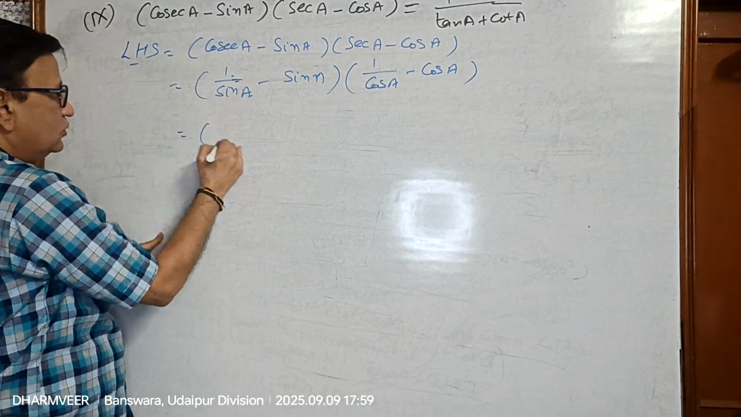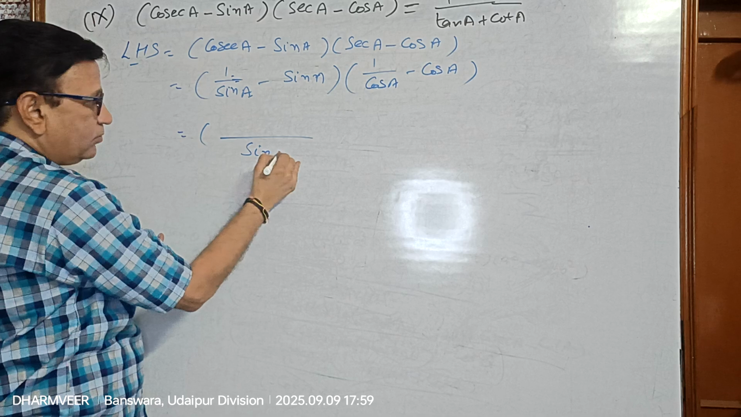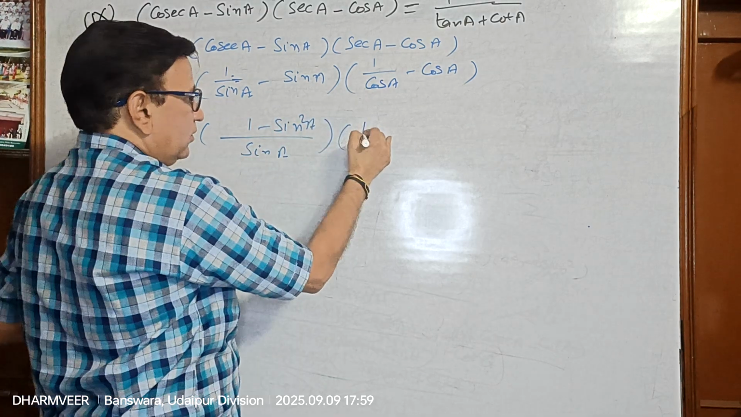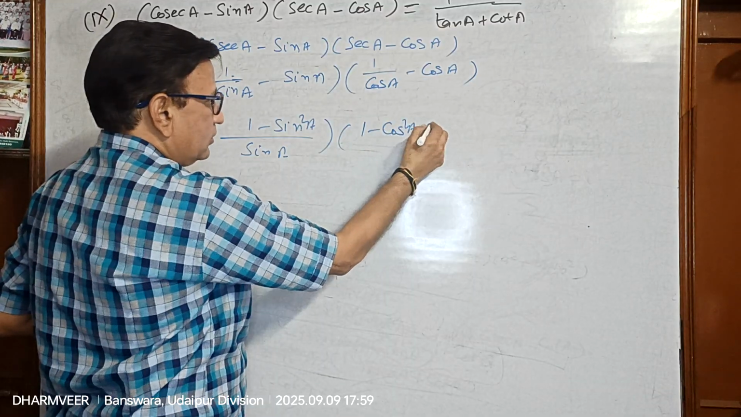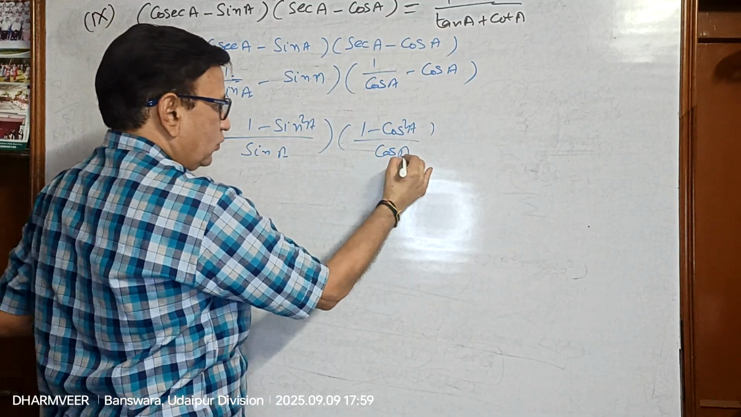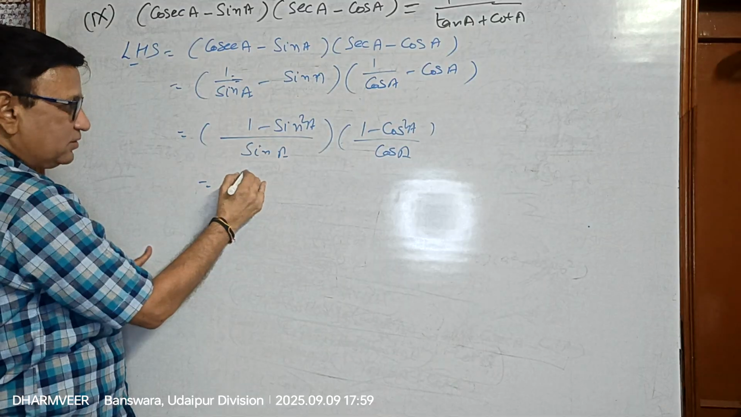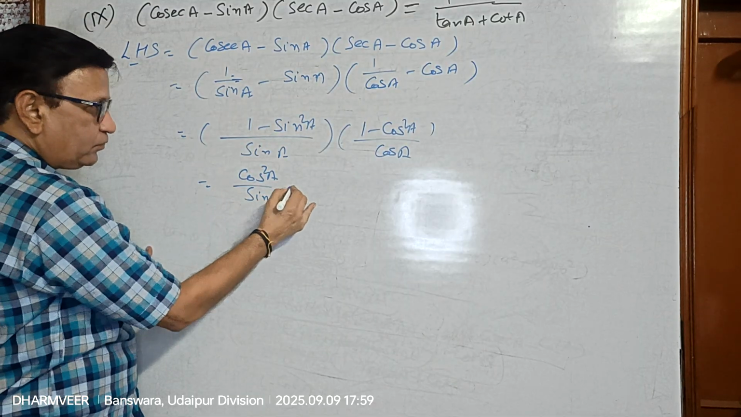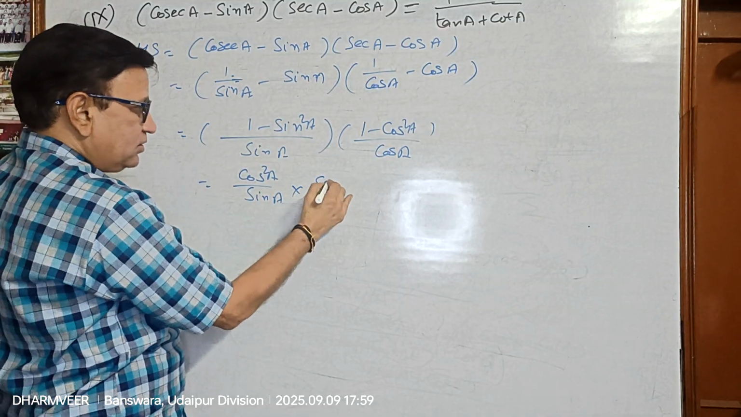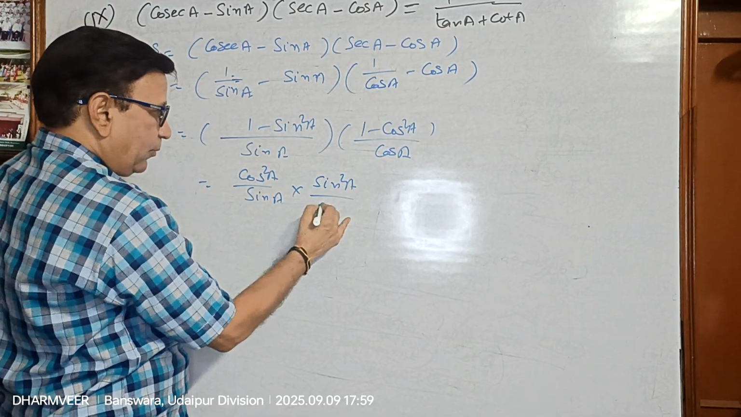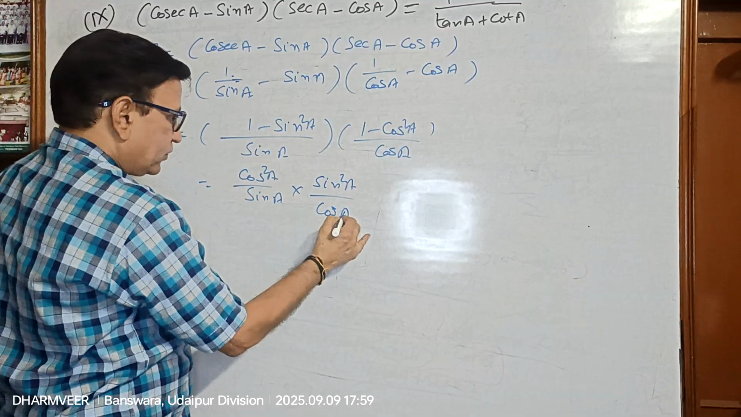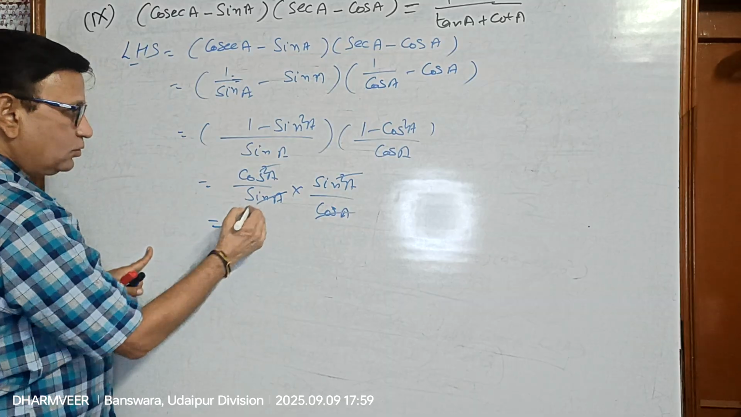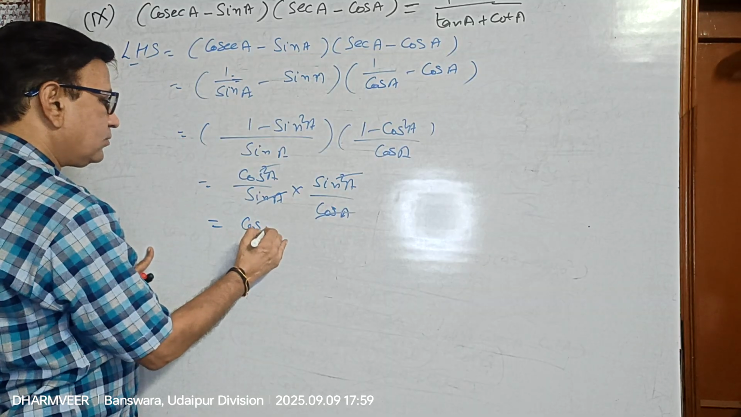Clear? So now sin is the LCM: 1 minus sin square a, and here 1 minus cos square a upon cos a. Okay? So 1 minus sin square means cos square a upon sin a, and 1 minus cos square means sin square a upon cos a. Cos square, cos is gone. Sin square, sin a is gone. What is remaining here? Cos a, sin a.